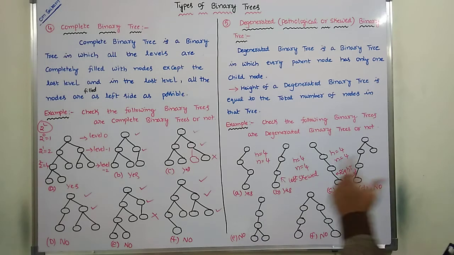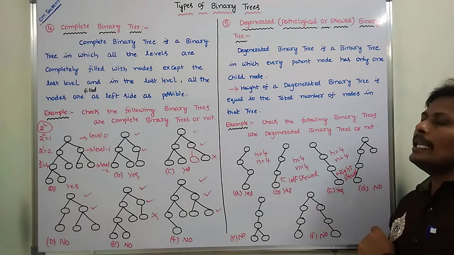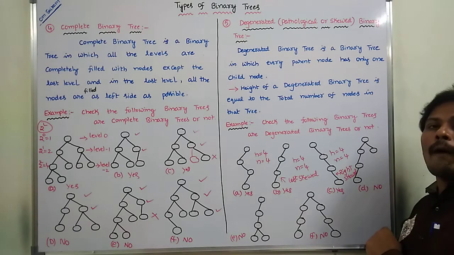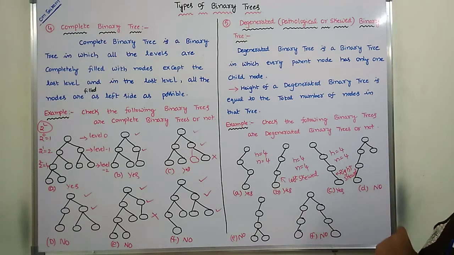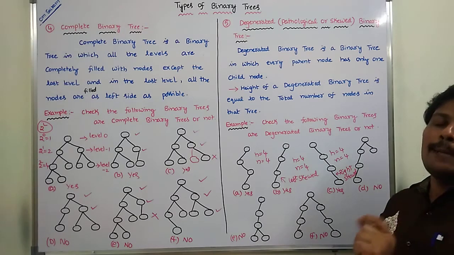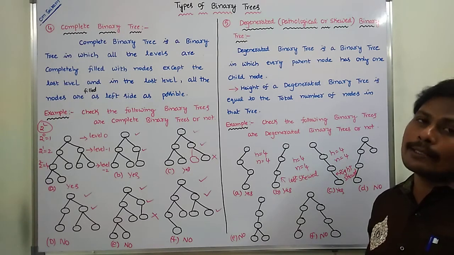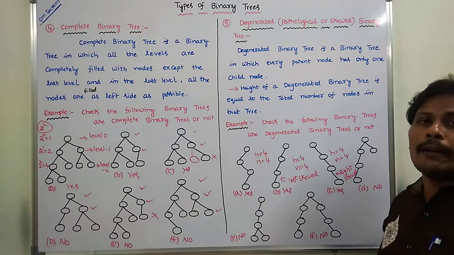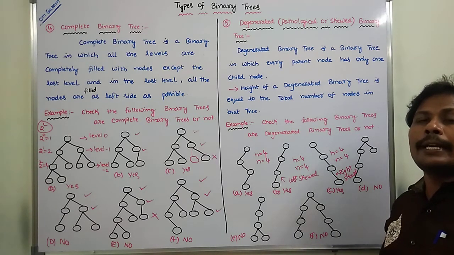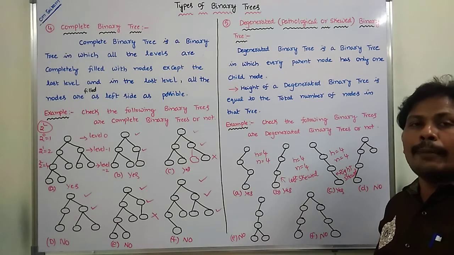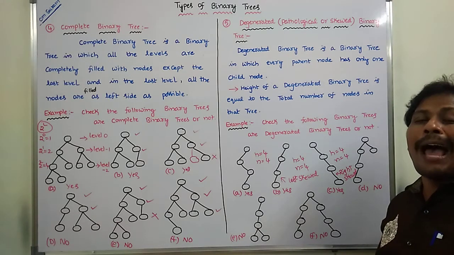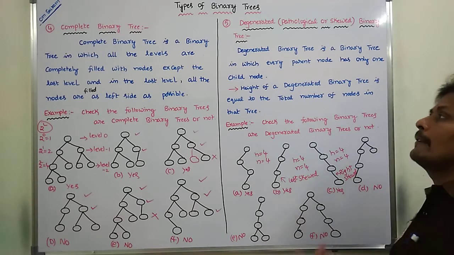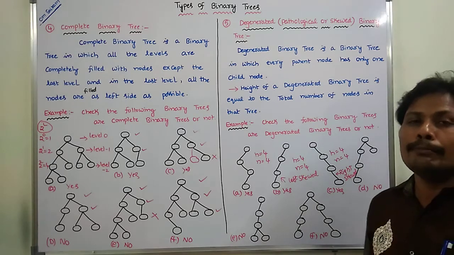So this is the description about degenerated binary tree or pathological binary tree or skewed binary tree. Up to now, the types of binary trees concept is completed. Totally there are 5 types of binary trees. First one is full binary tree, second is perfect binary tree, third is balanced binary tree, fourth is complete binary tree, and fifth is degenerated binary tree.